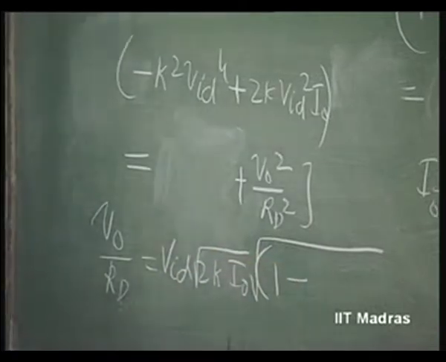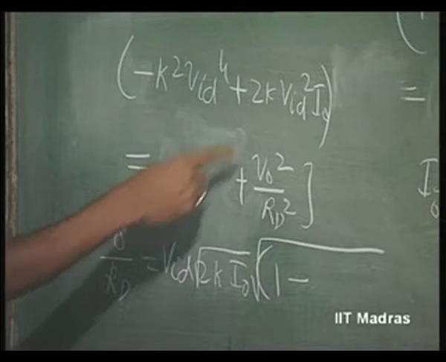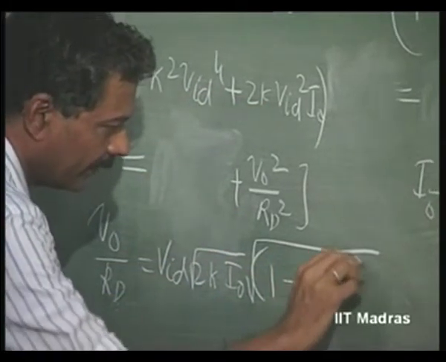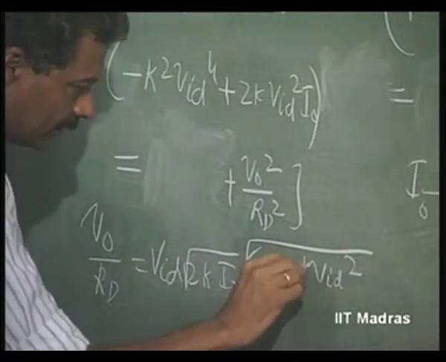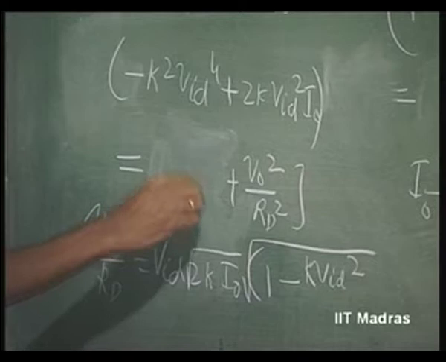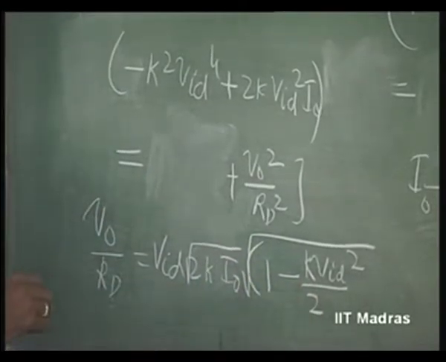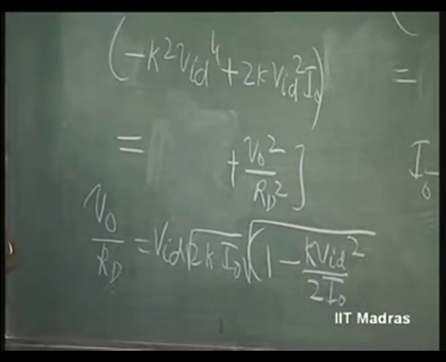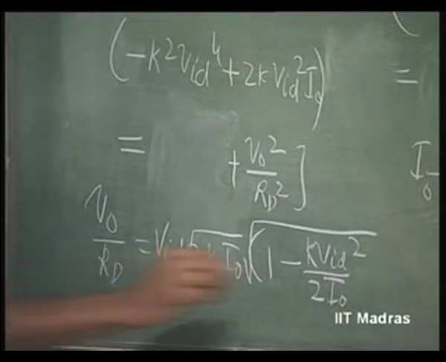minus, okay, I have taken out VID squared. So, we get VID squared remaining there, right. I have taken out k, so k remains there. I have taken out 2, so it will be divided by 2. I have taken out I naught, divided by I naught. Is it clear? Please check that.